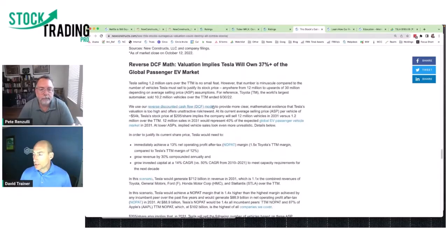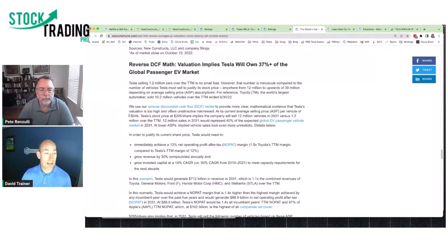We use a reverse DCF model to provide more clear mathematical evidence that Tesla's valuation is too high and offers unattractive risk reward. At its current average selling price per vehicle of $54,000, Tesla's stock price at $205 a share, when we did this, implies that it will sell 12 million vehicles in 2031 versus the 1.2 million it did in the trailing 12 months, or 10 times as many cars. Wow. 12 million in sales in 2031 would be 40% of the global electric passenger vehicle market.